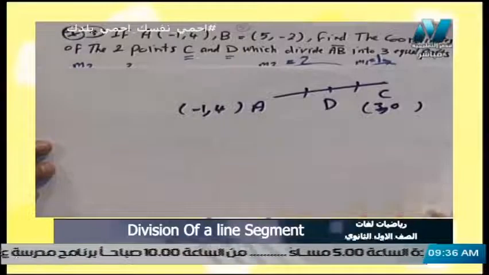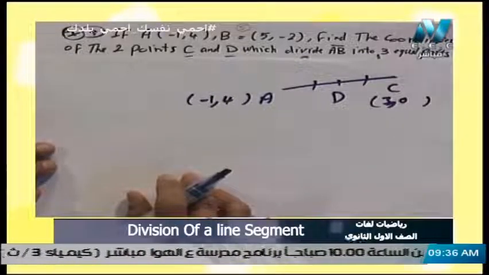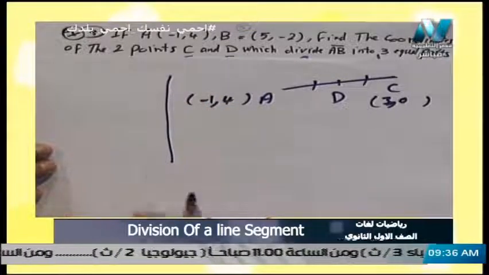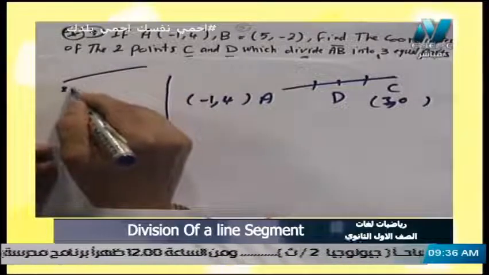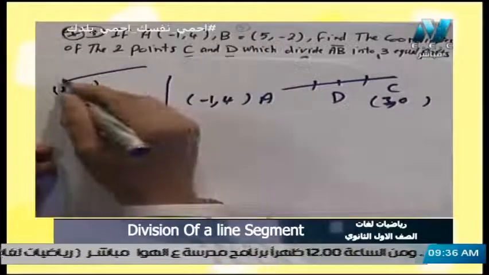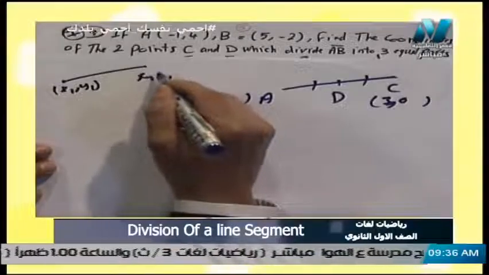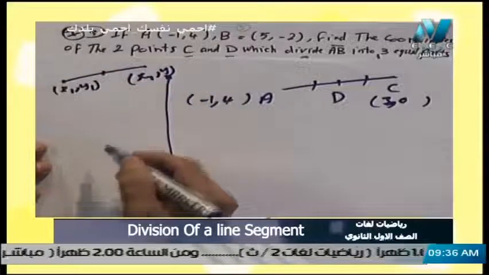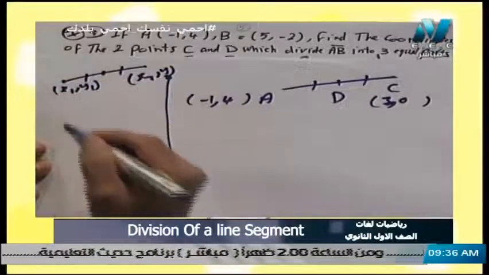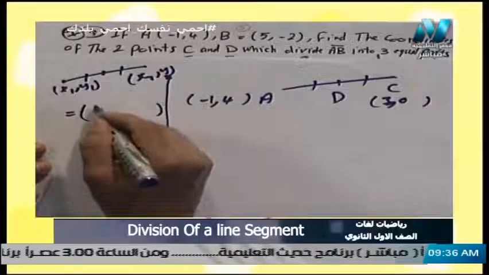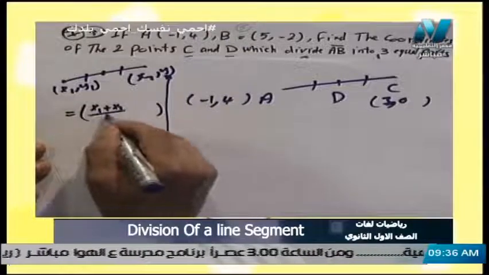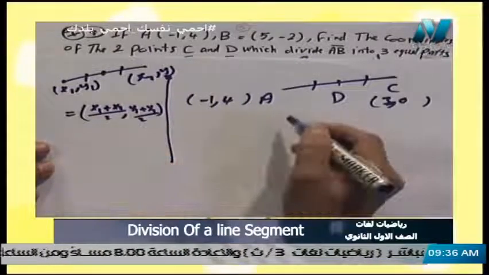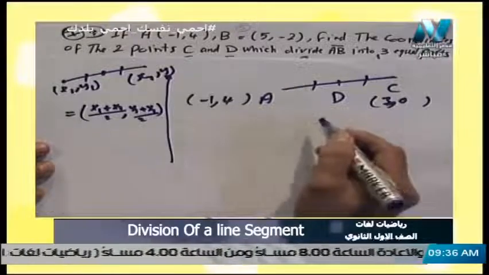Do you remember, my dear students, about the midpoint of a line segment? We have studied in third preparatory that if we have a line segment here, x1 and y1, the coordinates of this point, and this point x2 and y2, and we want to find the midpoint, the midpoint here will be x1 plus x2 over 2 and y1 plus y2 over 2. So we will apply that here to find the D.